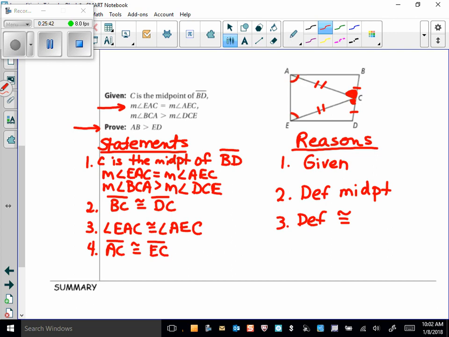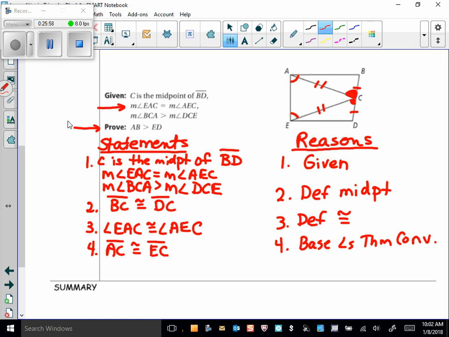and how is it I know that? Oh, it's the converse of the base angles theorem. Base angles theorem converse, right? Base angles theorem converse. Okay, so now everything's all set up.